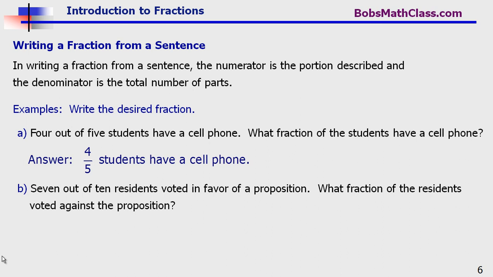Next one's a little bit trickier. 7 out of 10 residents voted in favor of a proposition. So 7 voted in favor out of 10. So this is like a small sample. You sampled 10 people, and you said, hey, what did you vote for? Did you vote in favor or against? And 7 voted in favor. What fraction voted against the proposition? So we're assuming that they voted either for the proposition or against.